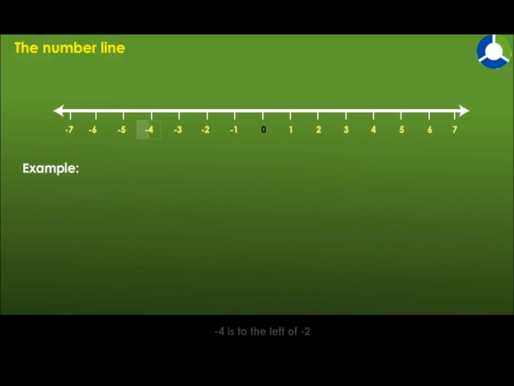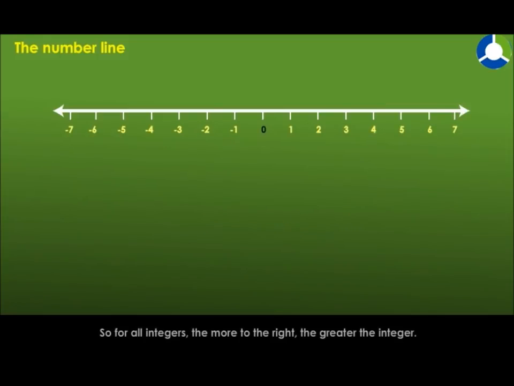Example: negative 4 is to the left of negative 2. Therefore, negative 4 is lesser than negative 2, or negative 2 is greater than negative 4. Negative 1 is to the right of negative 2. Therefore, negative 1 is greater than negative 2, or negative 2 is lesser than negative 1. So, for all integers, the more to the right, the greater the integer.